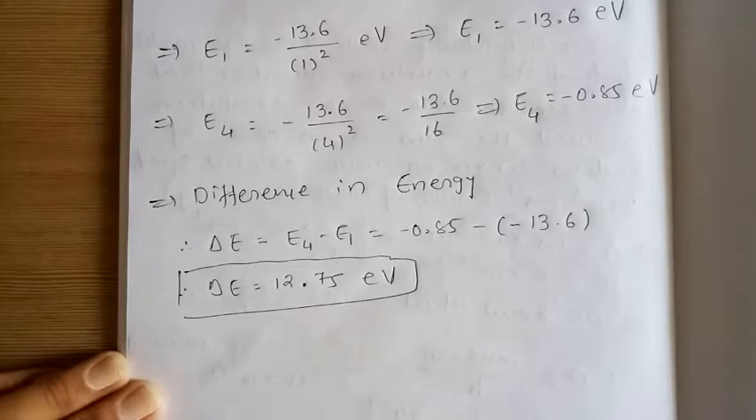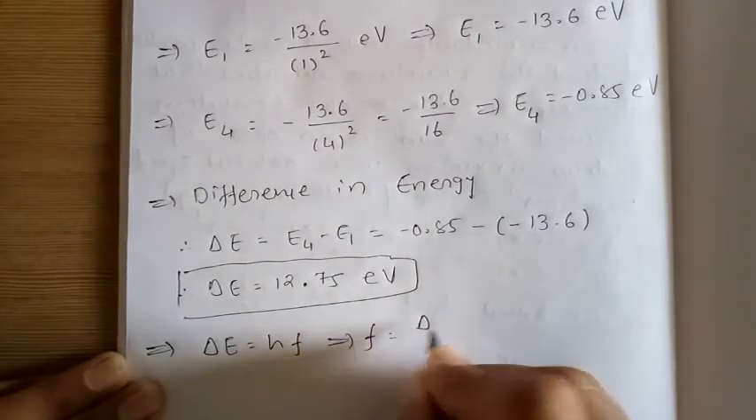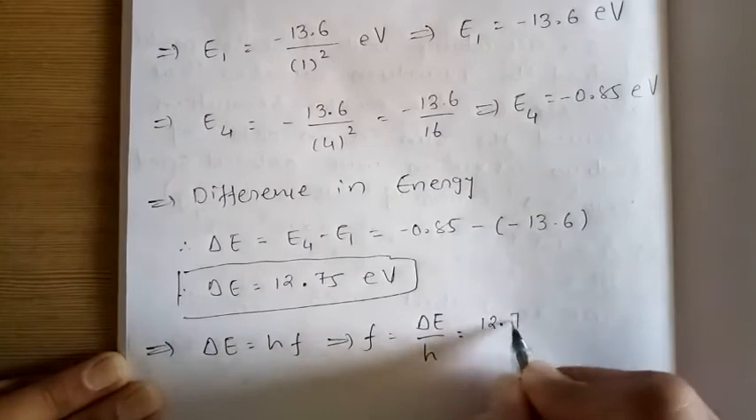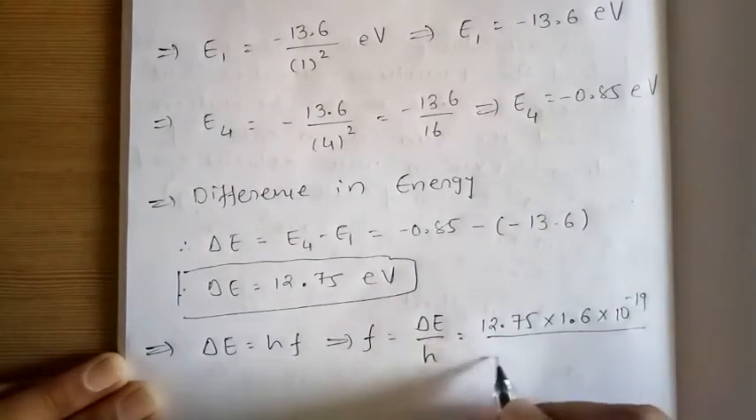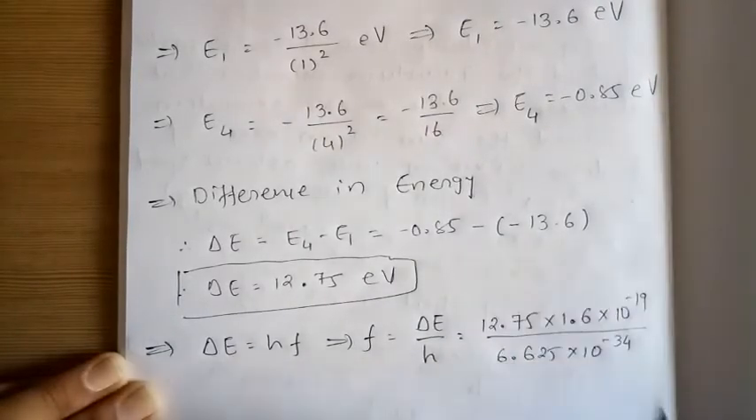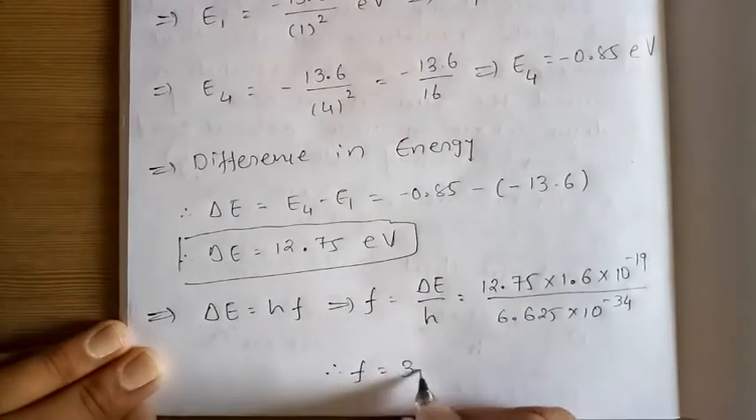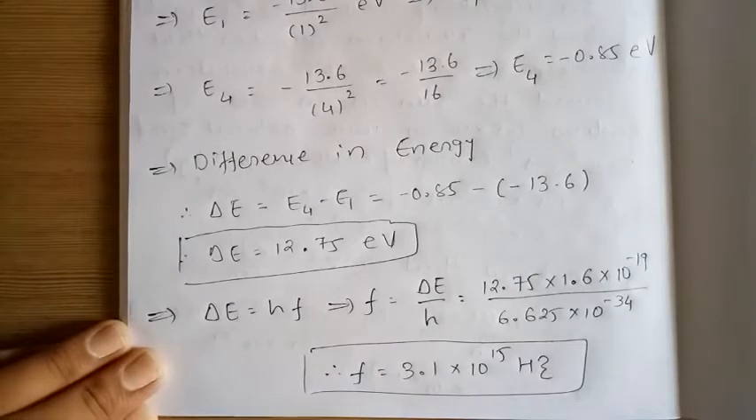Now we have to find the frequency. To find the frequency we use the formula E equals hf, but instead of E we write delta E. So delta E equals hf, so f equals delta E upon h. But here the energy is in electron volt, so first we have to convert electron volt into joule. So delta E equals 12.75 eV, multiplied by 1.6 into 10 raised to minus 19, upon the value of h, 6.625 into 10 raised to minus 34. So we get f equals 3.1 into 10 raised to 15 hertz. So the frequency is 3.1 into 10 raised to 15 hertz.